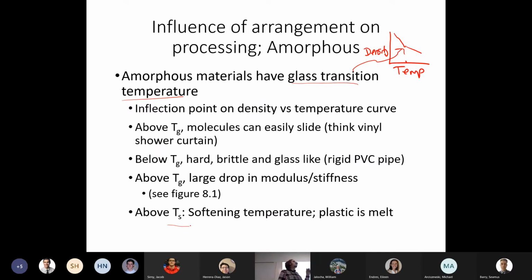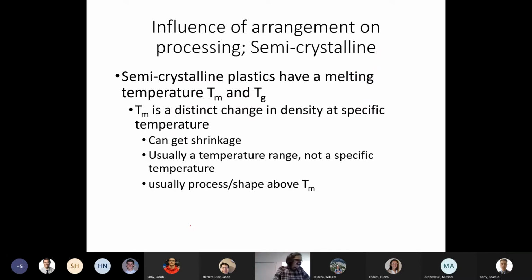And above the softening temperature, we would classify the material as a melt, which means it can actually flow on its own in a reasonable amount of time. So when we are, for instance, shaping a material, we oftentimes are going above the softening temperature. Okay, so again, just what these temperatures are.